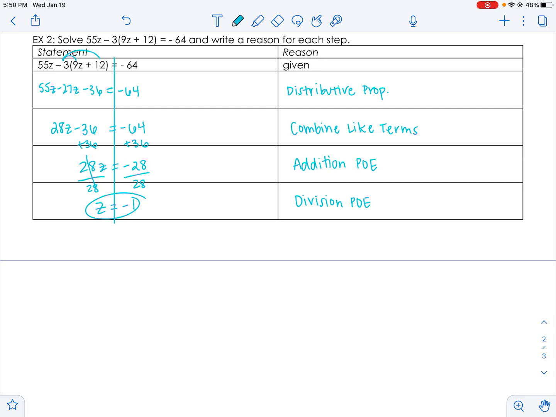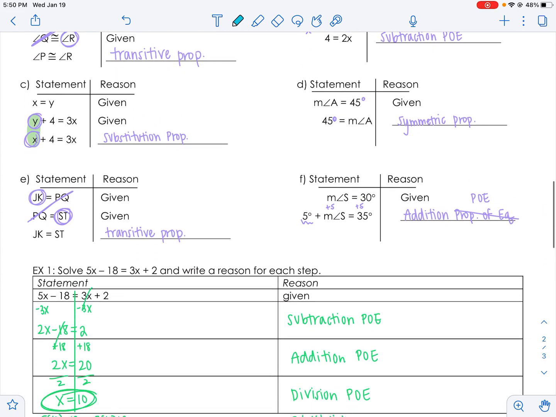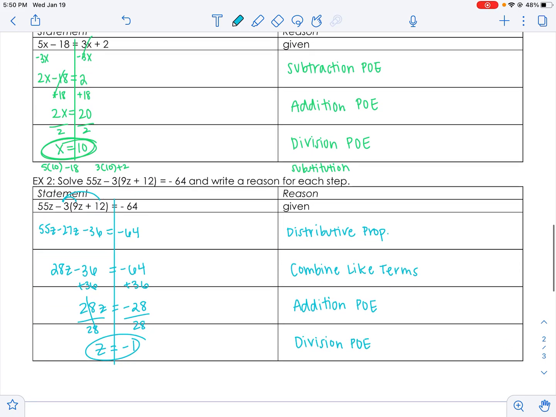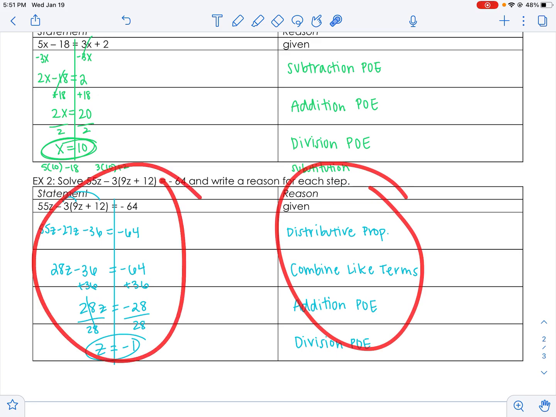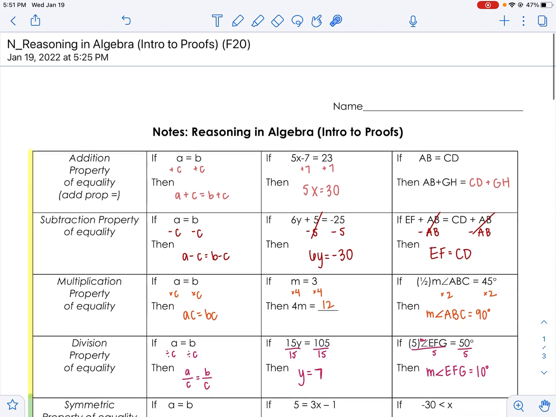And hopefully you have a better grasp of those properties, of those reasons. And don't forget, these are two-column proofs. So we always put our reasons on the right and our statements on the left. Go back and look at the examples if you need some help.